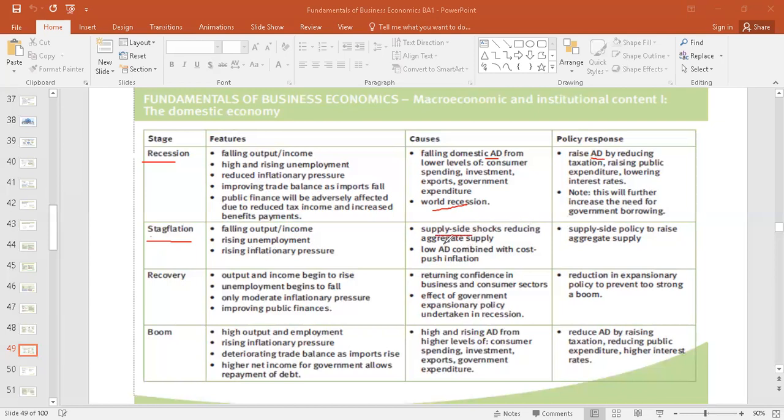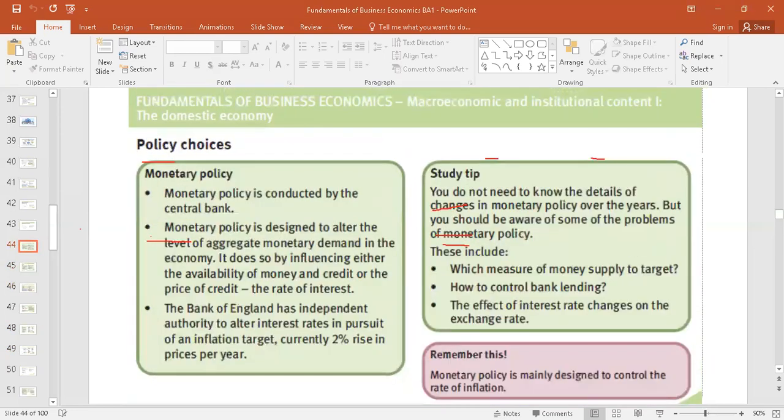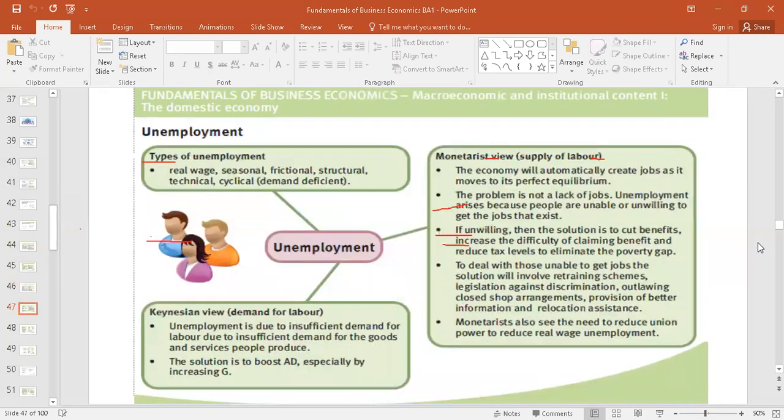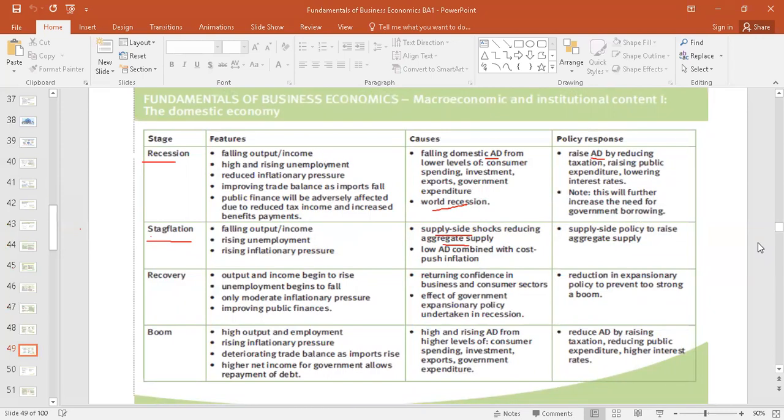Supply side shocks reducing aggregate supply. So the aggregate supply is reduced. When the aggregate supply reduces, it moves towards the left side. If the aggregate supply shifts towards the left side, in that case, what is happening? When the aggregate supply is moving towards the left side, there is a change in the price. Price moves from P1 to P2. The price rises. Okay. So the root cause is the way the aggregate supply shifts.